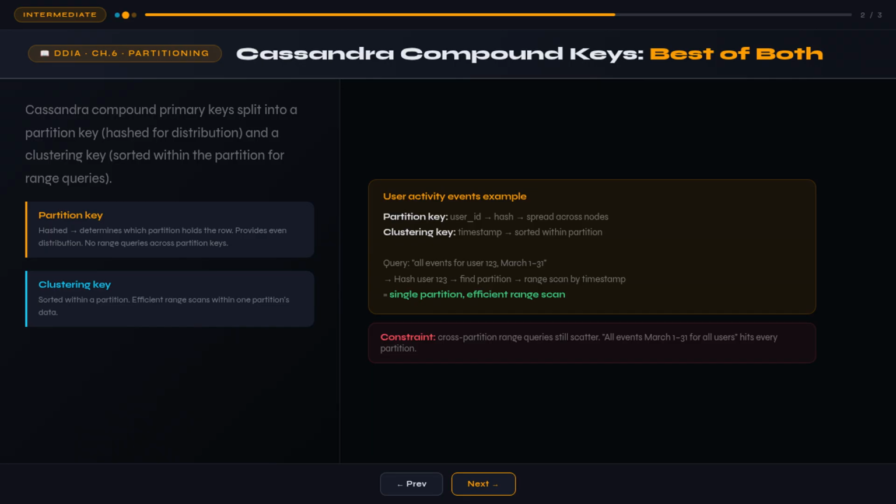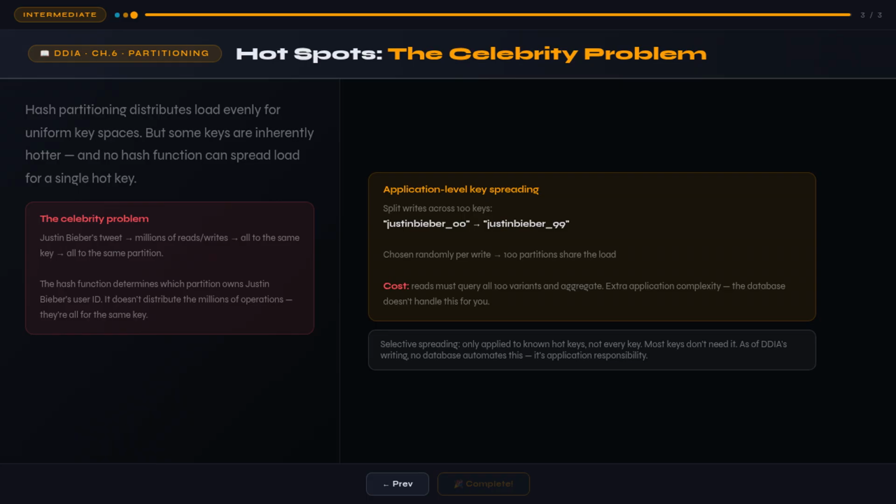The constraint: you can only do efficient range queries within a single partition. Cross-partition range queries still scatter across all partitions. If you want all events between March 1st and March 31st for all users, Cassandra has to hit every partition. Hash partitioning distributes load evenly when the key space is uniformly accessed. But some keys are inherently hotter than others, and no hash function can help with that.